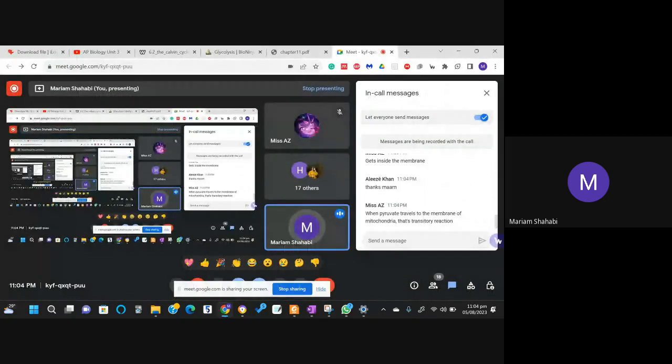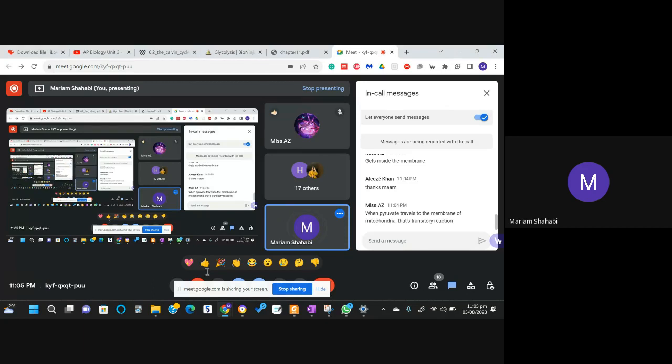When pyruvate travels to the membrane of the mitochondria, is that the transitory reaction? ये traveling नहीं है transitory reaction. Transitory reaction is simply the conversion of pyruvate into a form that can enter the Krebs cycle, ठीक है? Because pyruvate cannot directly enter the Krebs cycle. It has to be converted to something, and that something is acetyl-CoA. Does that make sense to you?